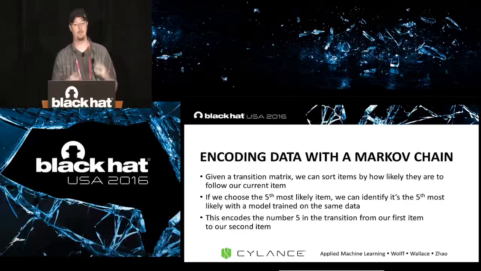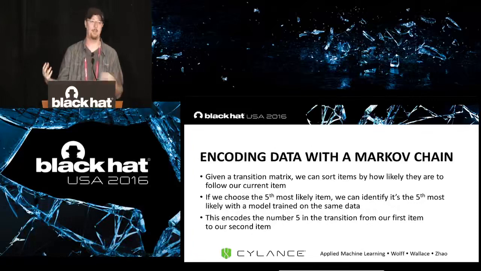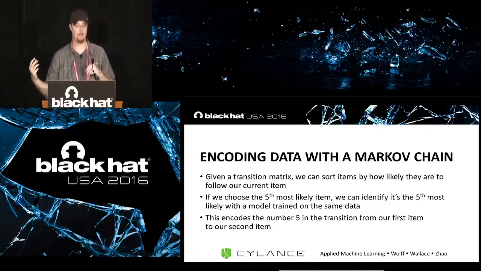And if we train models on both sides of a communication channel with the same data, the model on the other end can very easily identify that that was the 5th most likely, and have identified the transition of the number 5.